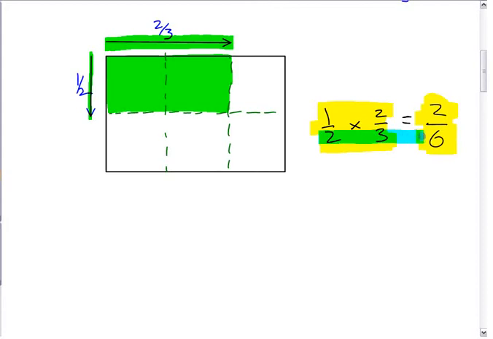Times the numerator by the numerator, except I just highlighted the denominator. Times the numerator by the numerator, and the denominator by the denominator.